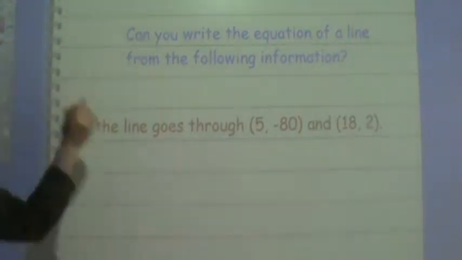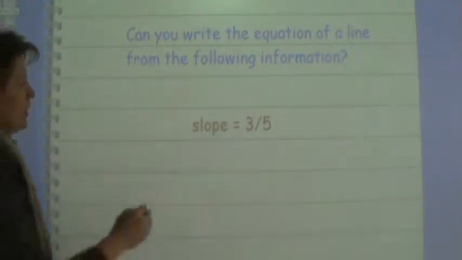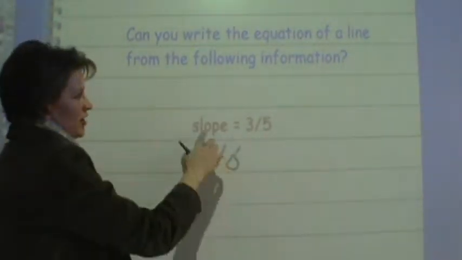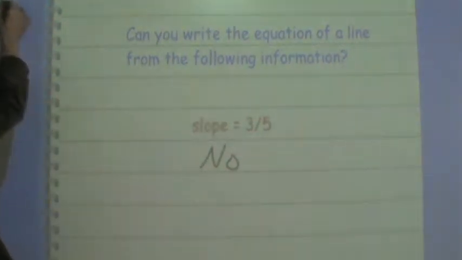Oh, let's use a color. Okay. Can we write it from this? No. We need more information. This only gives us the slope. We don't know where it crosses the y-axis.